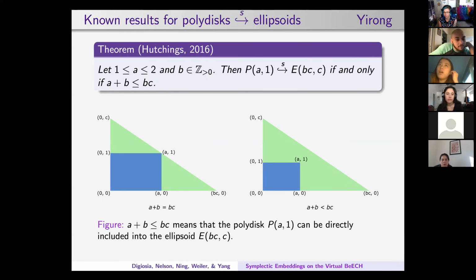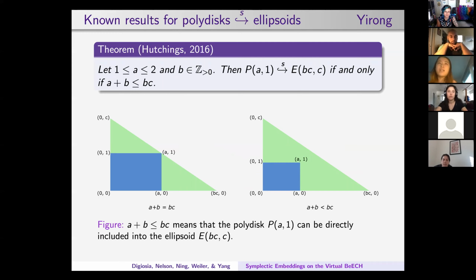Thank you, Morgan. Before I get into our results, I would like to give a little bit more context to the problem that we're dealing with. I'll do this by showing a known result by Hutchings. This result says that suppose A is between 1 and 2 and B is a positive integer, then the polydisk P(A,1) symplectically embeds into the ellipsoid E(B,C,C) if and only if this inequality, A plus B is less than or equal to BC. I have a few remarks about this result.